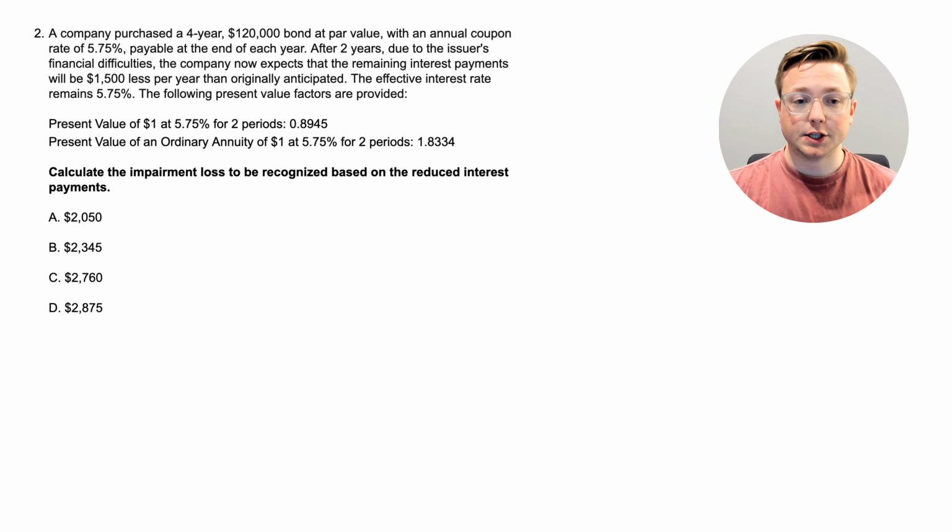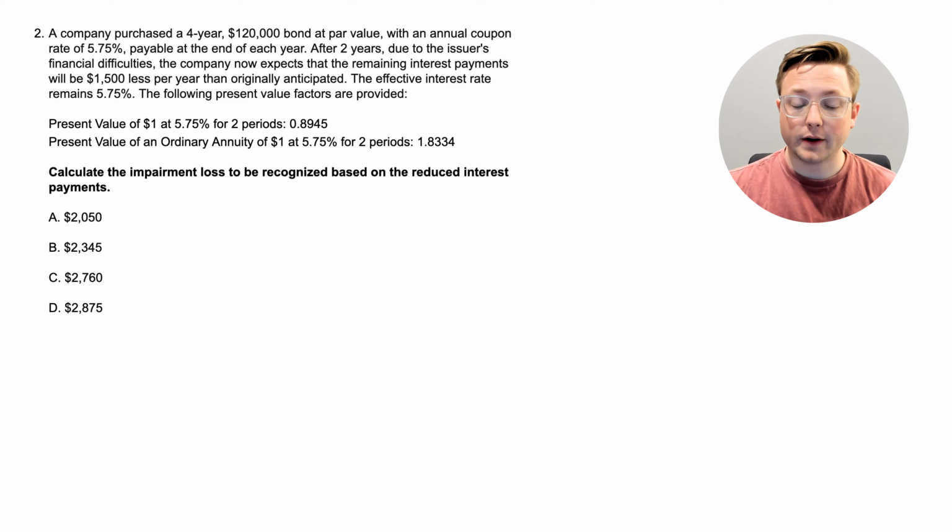All right, here we are at question 2. Calculate the impairment loss to be recognized based on the reduced interest payments. A company purchased a 4-year $120,000 bond at par value with an annual coupon rate of 5.75%, payable at the end of each year. After 2 years, due to the issuer's financial difficulties, the company now expects that the remaining interest payments will be $1,500 less per year than originally anticipated. The effective interest rate remains 5.75%.